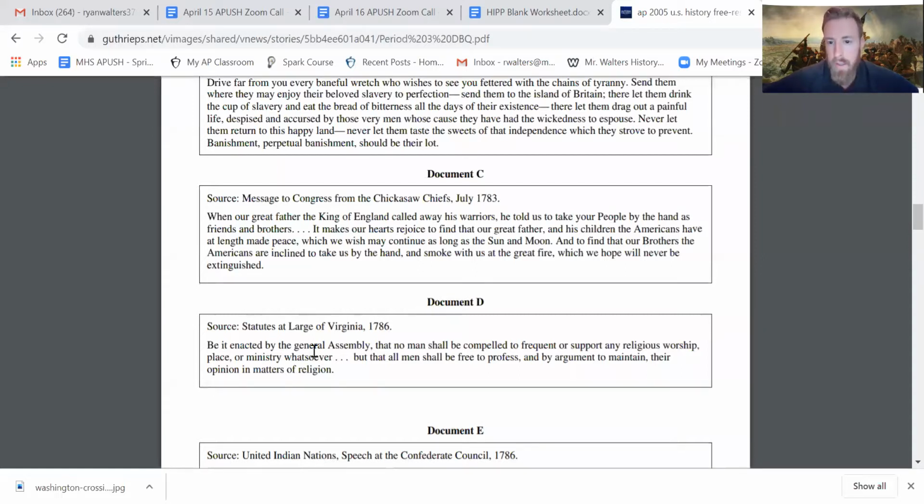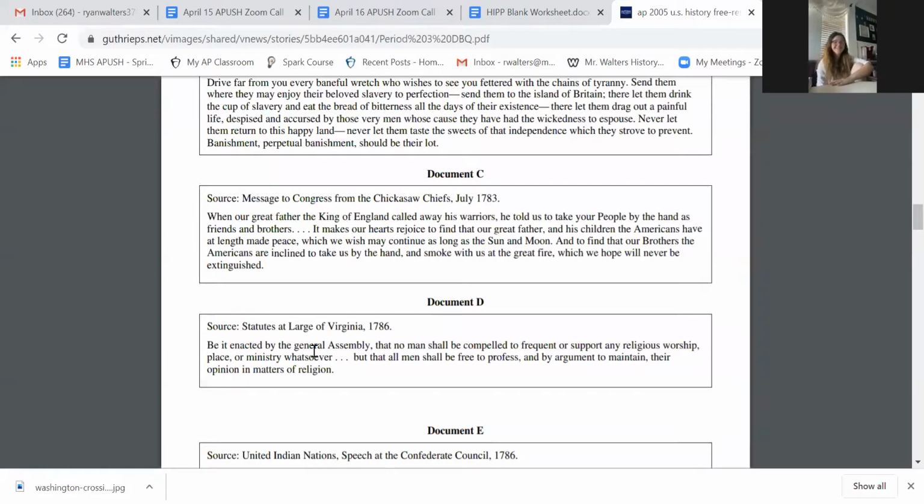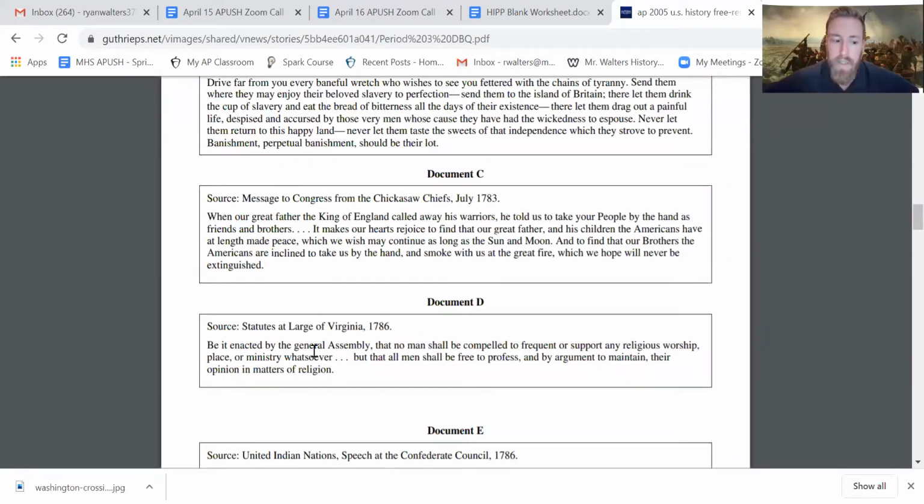Where does this fall into the categories here? Does anybody have any thoughts on that? Would this be political, social, or economic? I say political. Yeah, I think you could say political, right? Because of the politics of the day, of just getting along with basically two different forms of government. You got the Indian tribes that have their own governments, and you have the Americans who have their government, right?